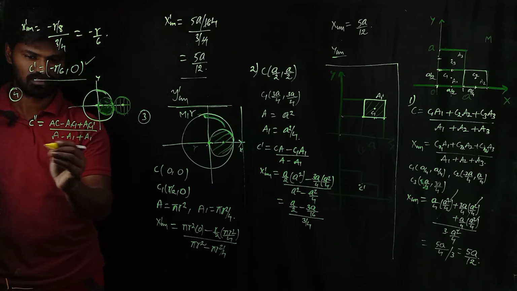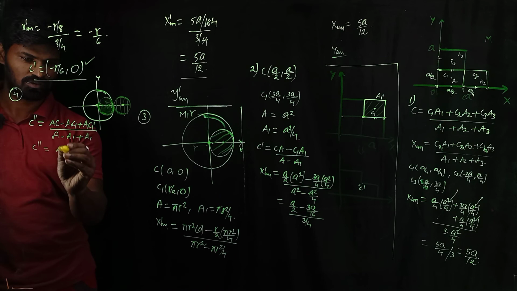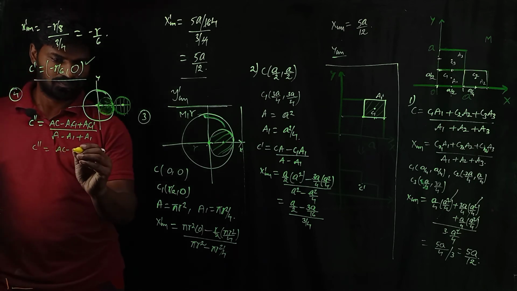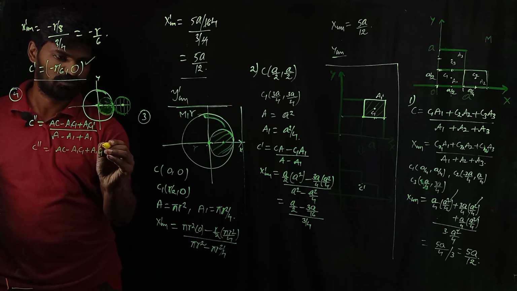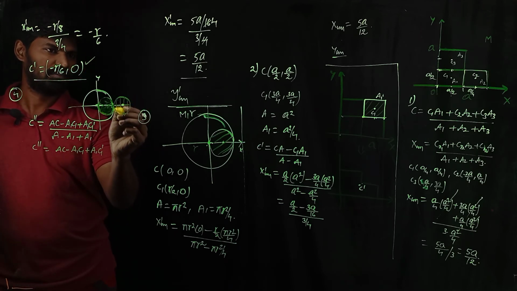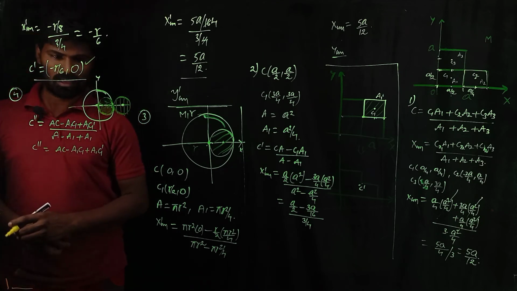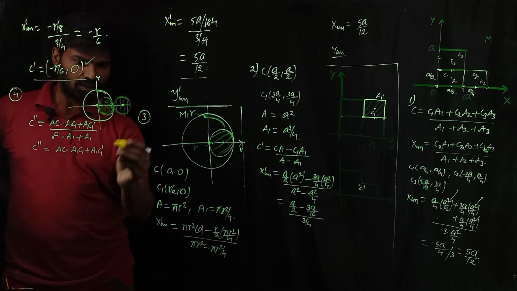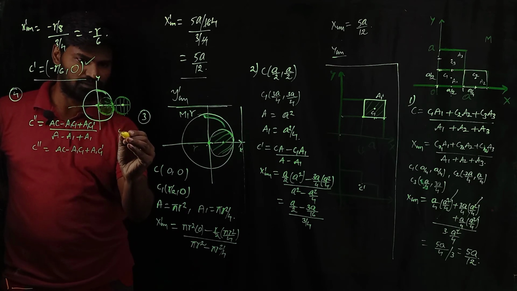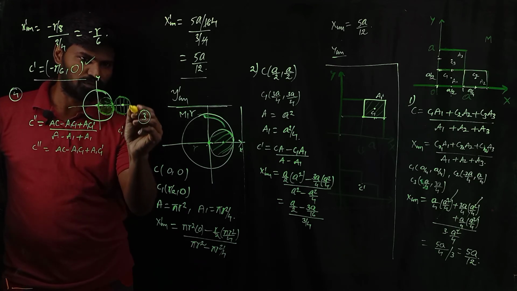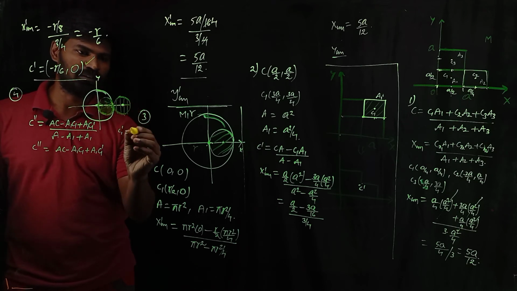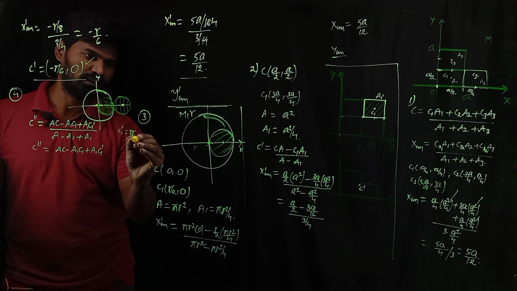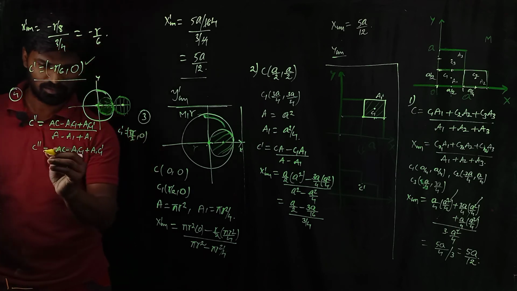Anyhow, A1 gets cancelled, because of which you will get C double dash equal to AC minus A1 into C1 plus A1 into C1 dash. C1 dash is the coordinates of center of mass of this portion. What are the coordinates of this one? The distance from here to here is r, and from here to here is r by 2. R plus r by 2 is 3r divided by 2. As it is symmetric about the x-axis, the y coordinate is anyhow 0. So that I am including over here.